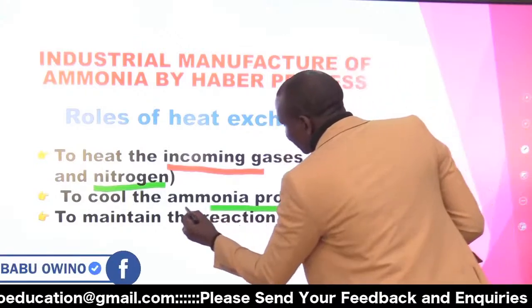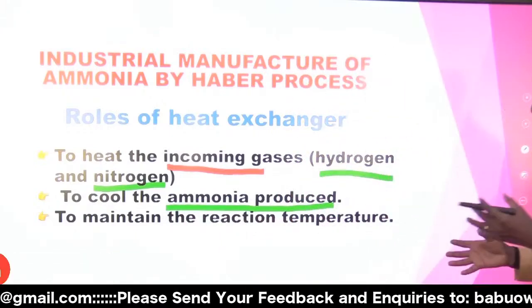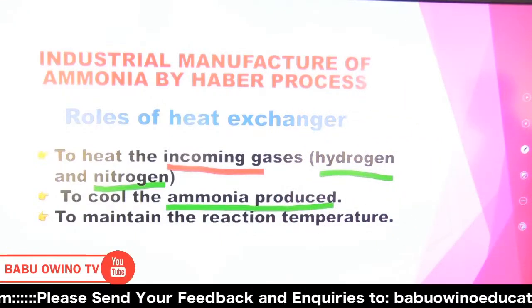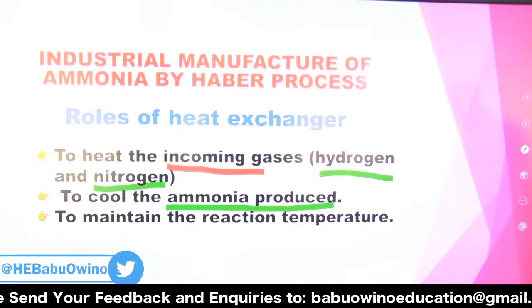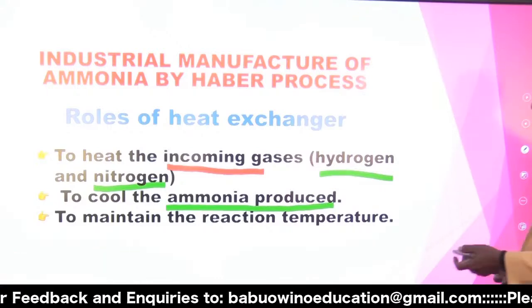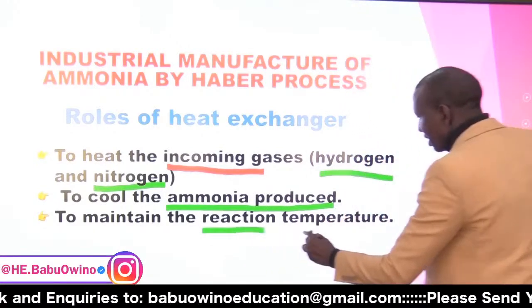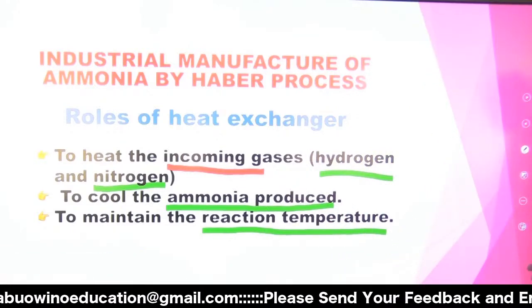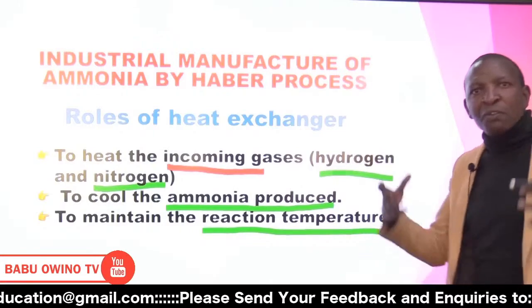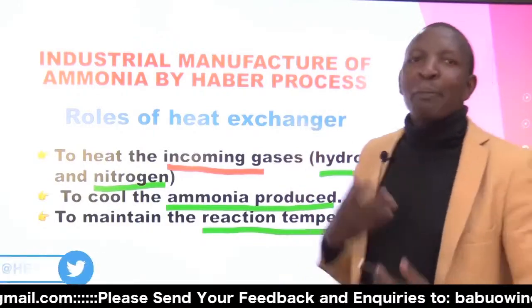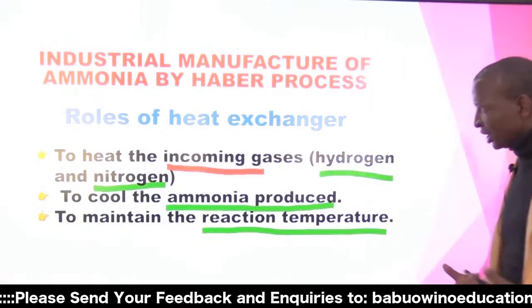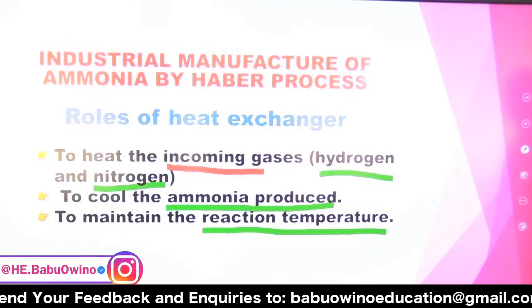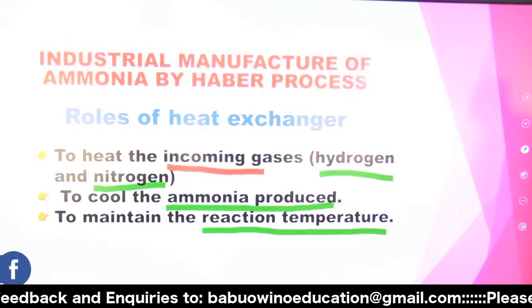So the heat exchanger acts as a coolant, and it facilitates the regulation of temperature. It is also able to cool the product formed, which is ammonia, and to maintain the reaction temperature, because it is the heat exchanger whereby we are able to attain that temperature of 400 to 500 degrees Celsius. So it maintains the reaction temperature, cools the product, and heats the incoming gases.